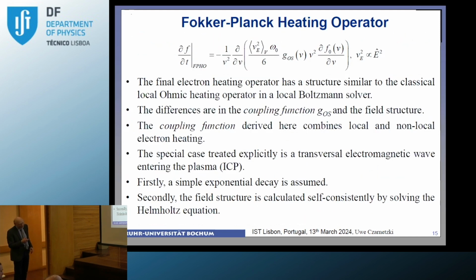So then the Fokker-Planck heating operator looks very much like the ohmic heating operator, except that we have a different coupling function, and that is the main aim in the calculation. The special case we treat here is a transversal electromagnetic wave entering the plasma, which is an ICP or could even be a microwave. And that has, of course, to do with the electric field structure. Firstly, we assume a simple exponential decay, so the field structure is given. And secondly, the field structure is calculated self-consistently by solving, in addition, the Helmholtz equation.